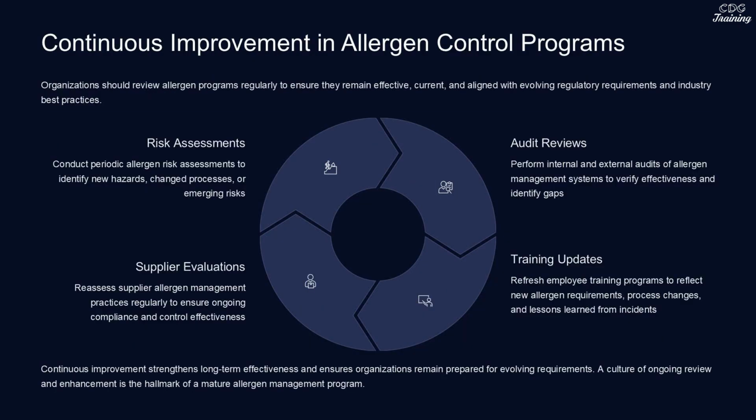Organizations should review allergen programs regularly to ensure they remain effective, current, and aligned with evolving regulatory requirements and industry best practices. Continuous improvement involves risk assessments, audit reviews, supplier evaluations, and training updates. This approach strengthens long-term effectiveness and ensures organizations remain prepared for emerging incidents.